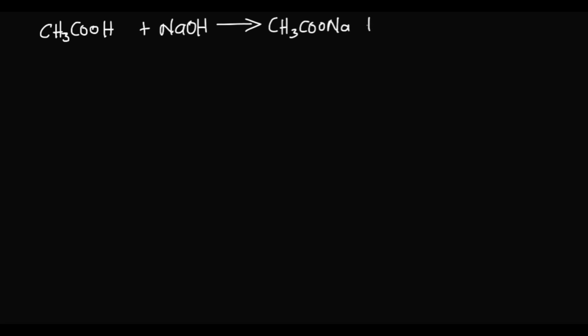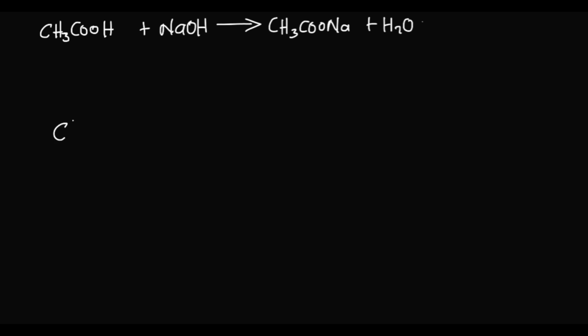So we say we have ethanoic acid reacting with sodium hydroxide. So this hydrogen here will be displaced by the sodium. Then we are going to have the product of sodium ethanoate plus H2O.